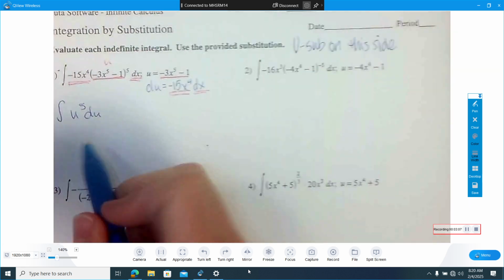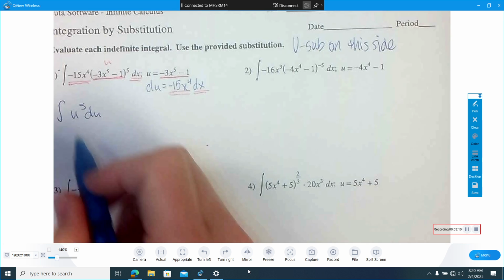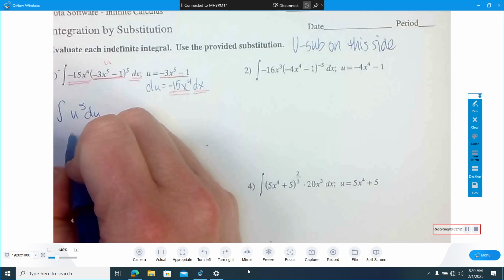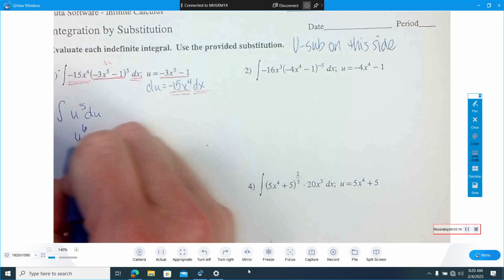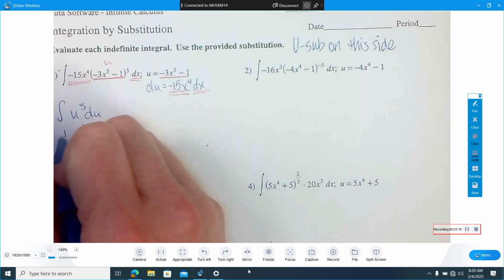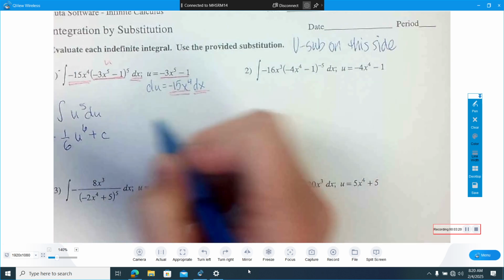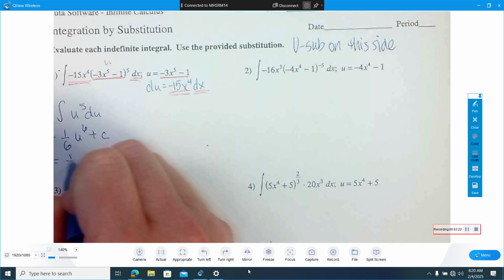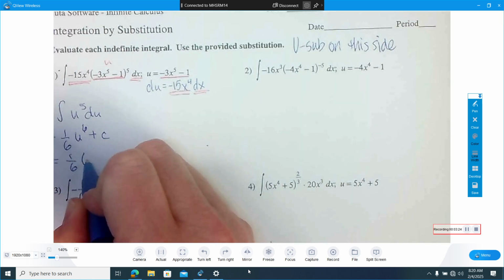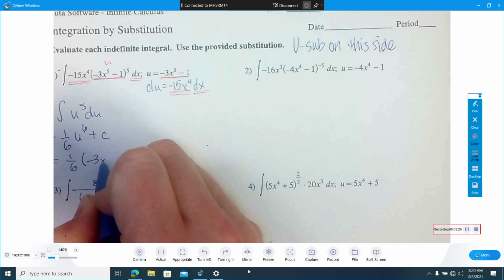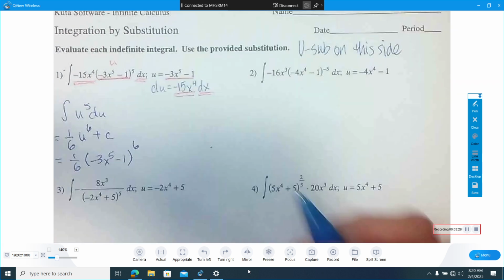Okay. And then, so u to the 5th, we're going to increase the power, which would be u to the 6th, and divide by the new power. I'm just going to multiply by the reciprocal instead. Don't forget the plus c, which then is, of course, 1/6, replacing the u, negative 3x to the 5th minus 1 to the 6th power, plus c.